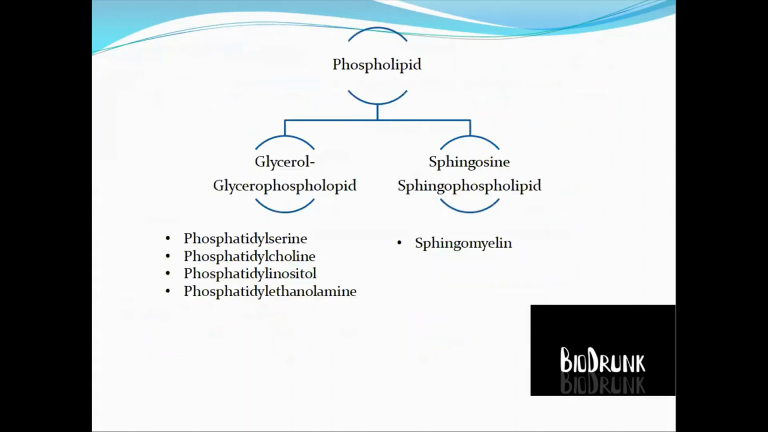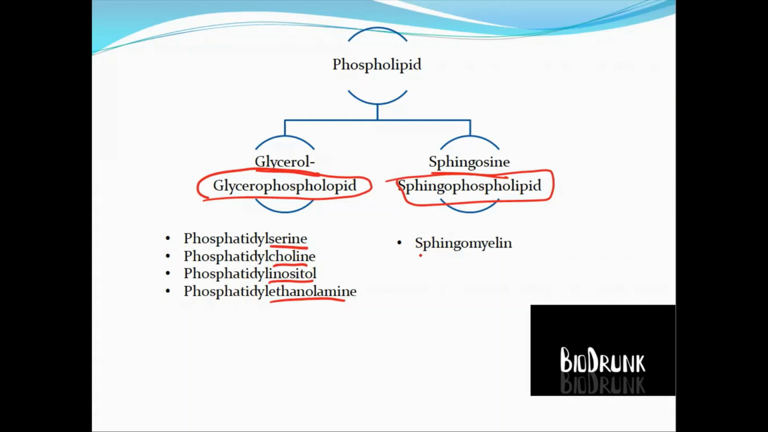Now, this phospholipid is made up of either a glycerol or a sphingosine. If glycerol is present, it is called glycerophospholipid, and if sphingosine is present, it is sphingophospholipid. The glycerophospholipid contains a glycerol, fatty acid, phosphate, and alcohol. If the alcohol is serine, it is phosphatidylserine. If the alcohol is choline, it is phosphatidylcholine. If the alcohol is inositol, it is phosphatidylinositol. And if the alcohol is ethanolamine, it is phosphatidylethanolamine.